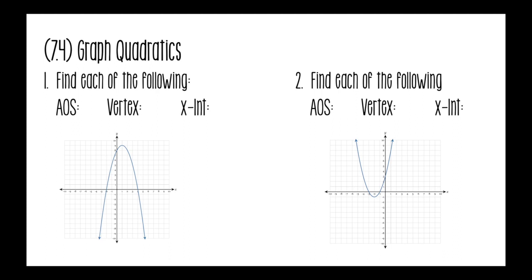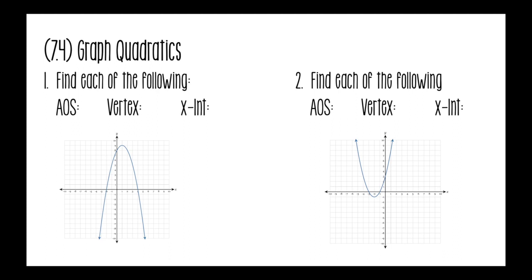So for example 1, you're going to identify each of the following. AOS for axis of symmetry, and remember that because it's a line, it's not a single point, we do want to write that as x equals a number. So you're going to figure out where the axis of symmetry is going to be and what number it's crossing on the x-axis. That's going to be your answer here. For the vertex, you're either going to be looking at the highest point or the lowest point in each of these graphs. And then for our x-intercepts, again, that's where it's crossing over the x-axis. So this would be a good time to pause the video and fill in those answers.